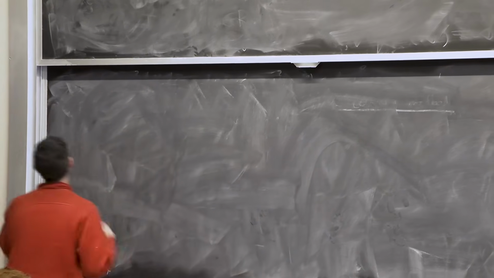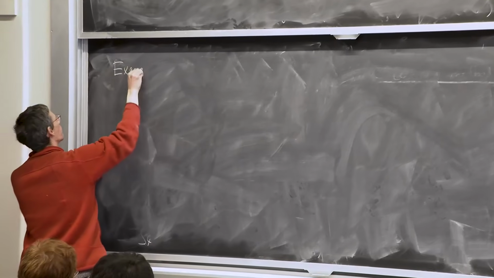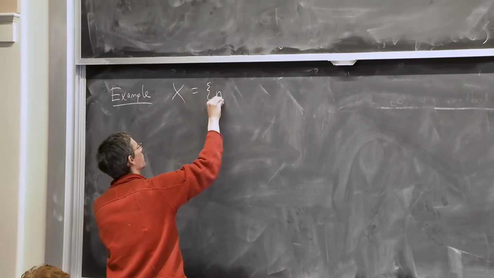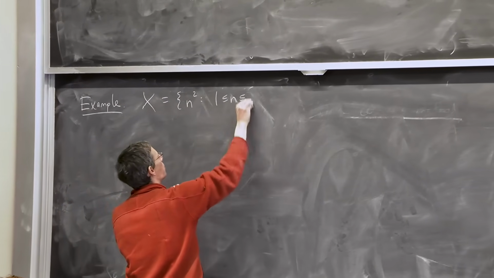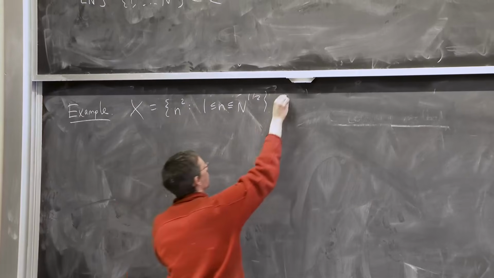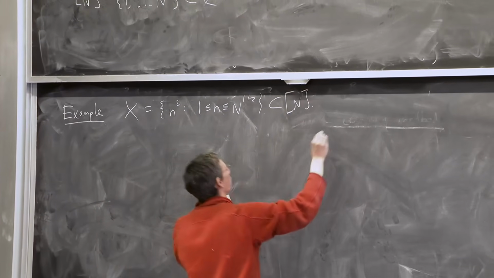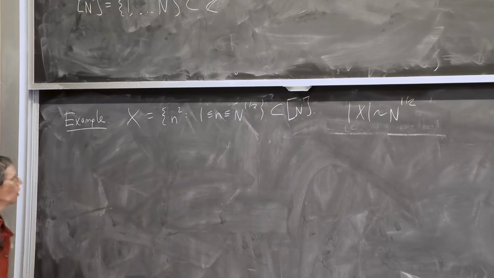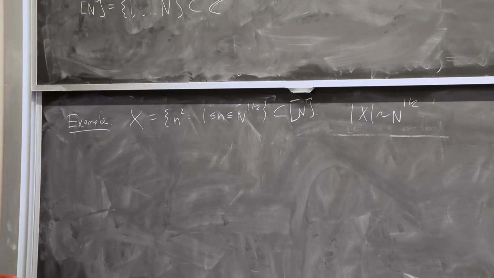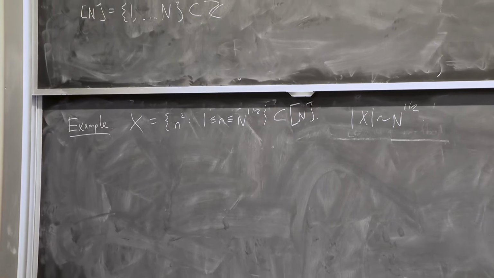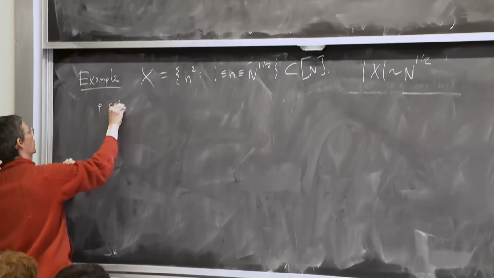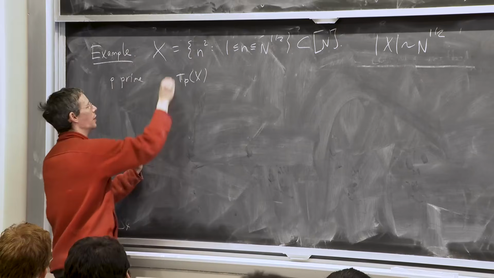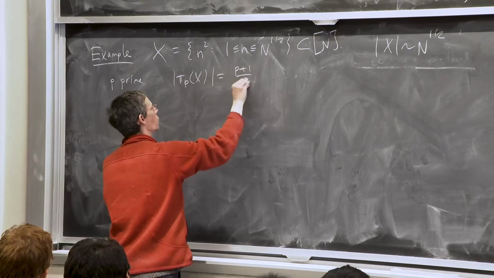So, an example. The example is going to be basically the set of square numbers. So it's going to be the set of n^2, where little n goes from 1 up to N^(1/2). So it's a subset of the integers from 1 to N, and the cardinality is about the square root of N. What happens when I reduce this set modulo p? If p is prime, when I take pi_p of X, I get the quadratic residues. And the number of quadratic residues is (p+1)/2, so about half.